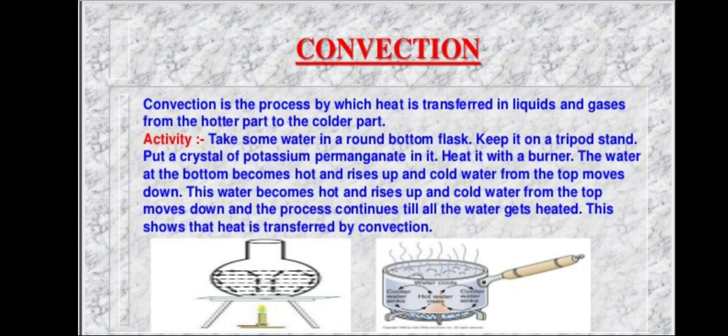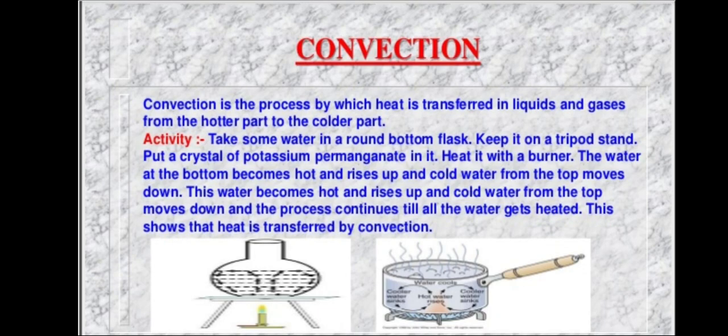On your screens you can see a simple activity which explains how the process of convection takes place. In the activity, we have taken some water in a round bottom flask. We have kept the flask on a tripod stand, as you can see in this figure. Now we will put crystals of potassium permanganate in it. Now we will heat it with a burner. What will happen? The water at the bottom will become hot and rise up. The hotter things are lighter and they always rise up.